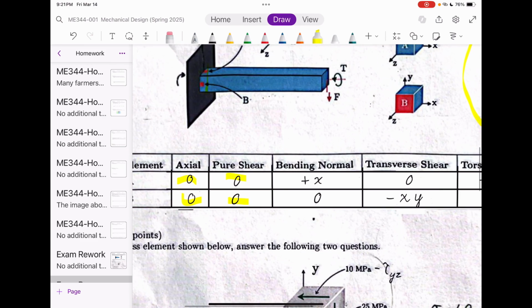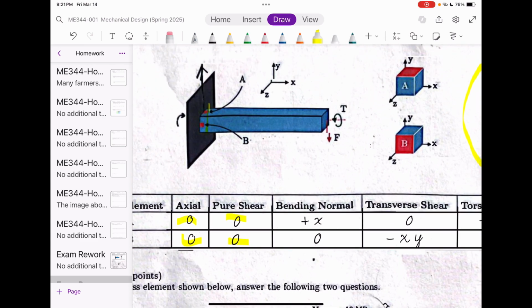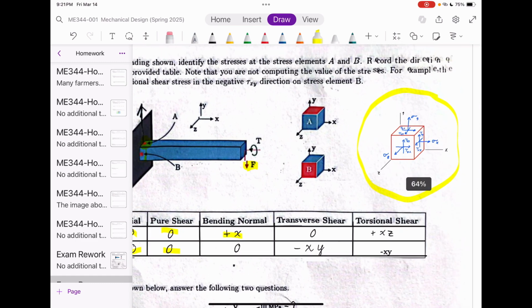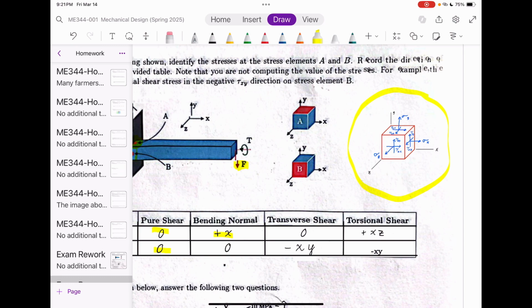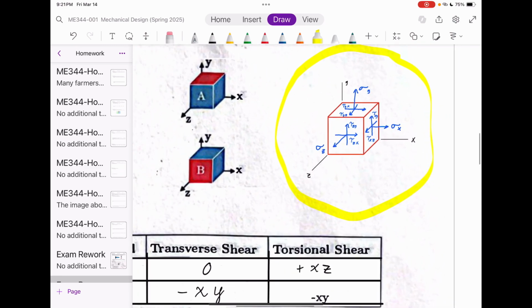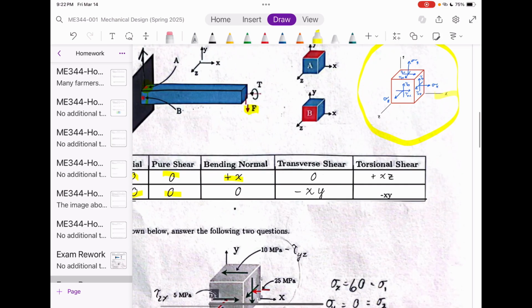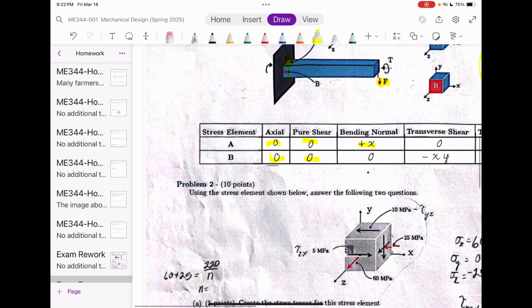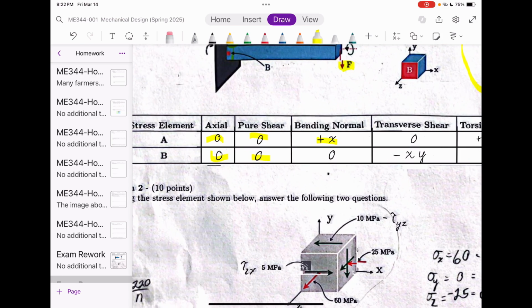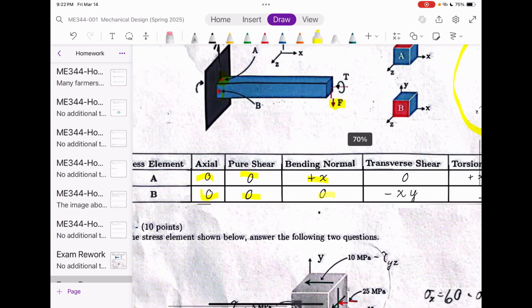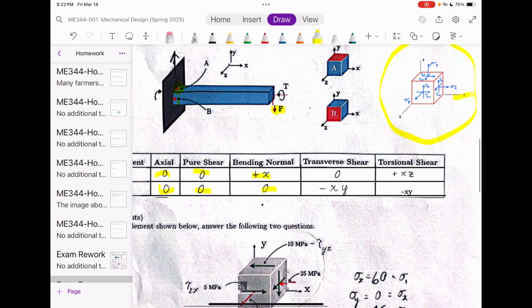The bending normal at point A will be positive x, and this is because of the force that is getting applied at the very end of the beam downward. You can also relate to this stress cube there to get your reference. The stress element B will not have any bending normal, as it is on the side of the beam and therefore has no reaction.